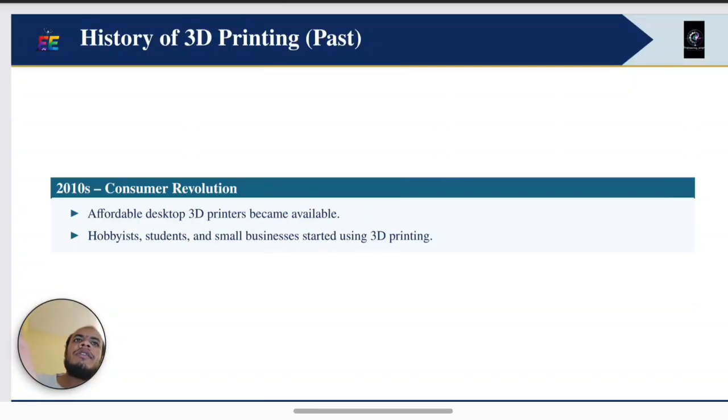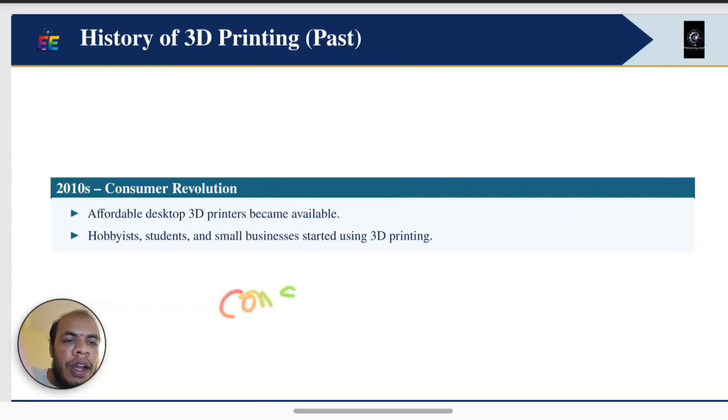In 2010, 3D printing became more affordable. Even small desktop printers entered the market. Students, researchers, and even small businesses started using them. People could now create products directly from their homes or workshops. So this period is often called the consumer revolution in 3D printing.